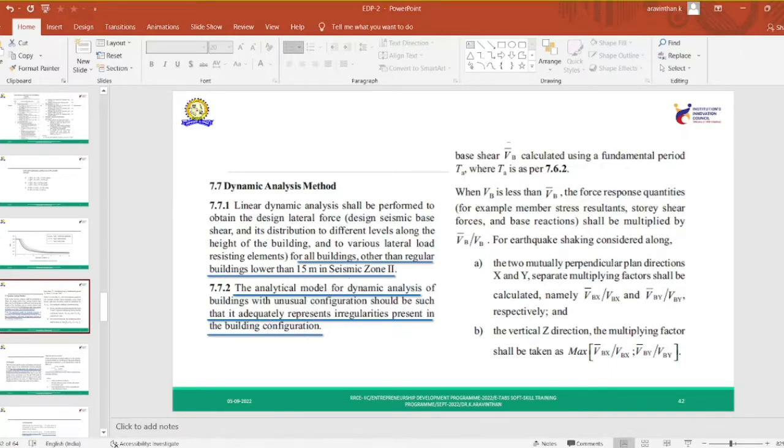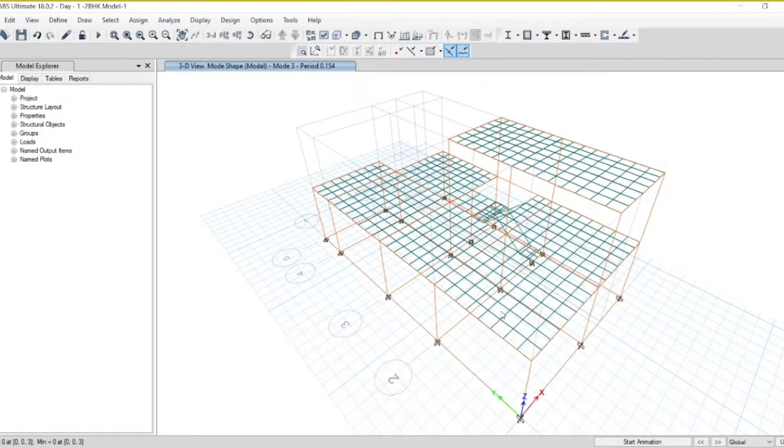Our building also has some stiffness irregularity. You have a stiffness difference between the two stories. So this is one of the irregularities. The irregularity might be in stiffness, or in mass, or in damping. These are all the irregularities present in the building, which have to be modeled properly before doing the dynamic analysis.